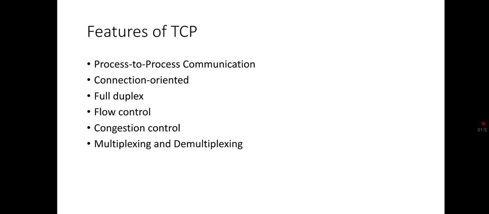Next is flow control, and next congestion control, and last multiplexing and demultiplexing. TCP performs multiplexing at the sender side and demultiplexing at the receiver side.